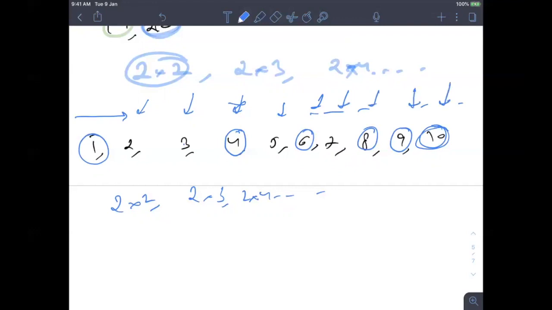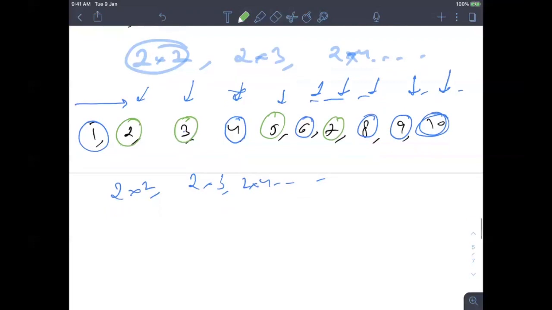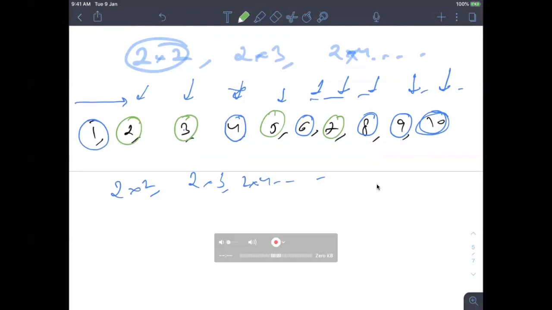10 is not. So after you complete this whole iteration, you will be left with only prime numbers. Basically all the numbers that are not circled are always prime numbers. So 2, 3, 5, and 7. So these all are prime numbers. Is this clear? Yes, sir.